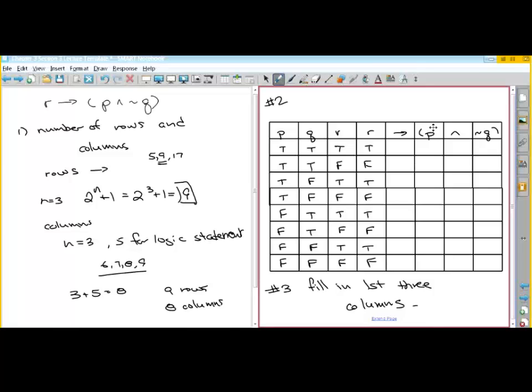Okay. Then we go to the next one, which is P. So what do we write in P? Yeah. And then this one, we go to this column but change all the trues to falses and all the falses to trues. So what do I write there? Yeah.